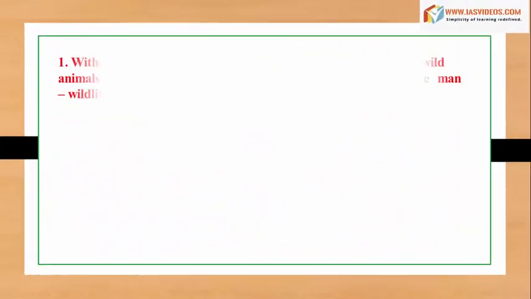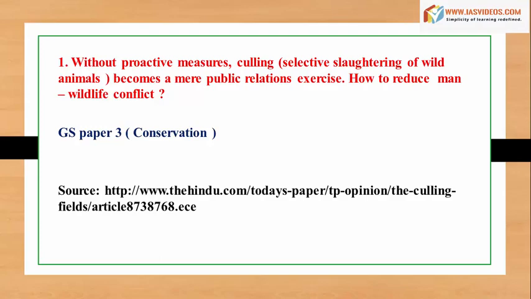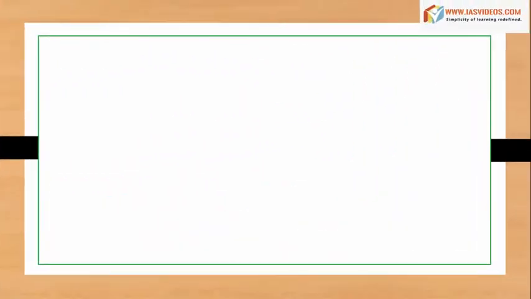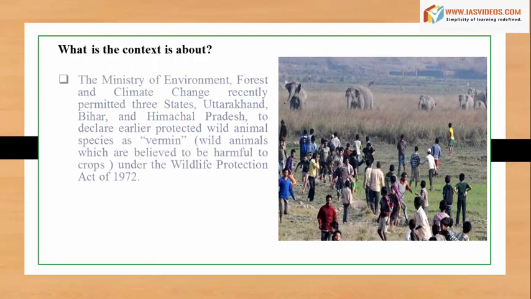Without proactive measures, culling, selective slaughtering of wild animals, becomes a mere public relations exercise. How to reduce man-wildlife conflict. GS Paper 3, Conservation. What is the context about?